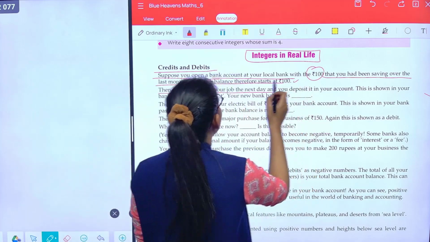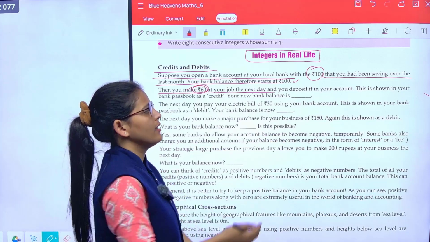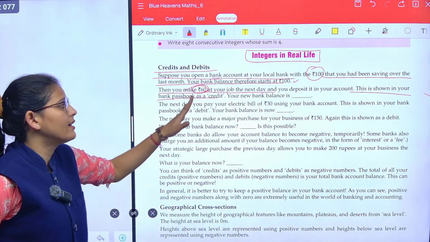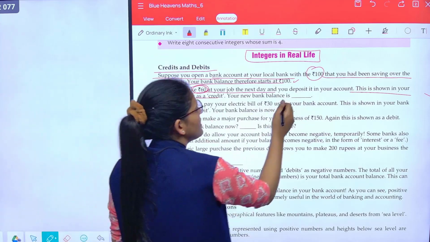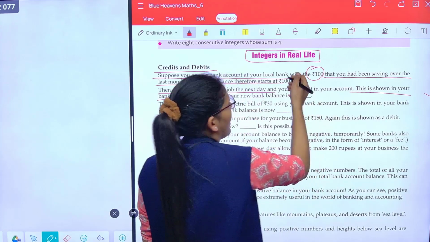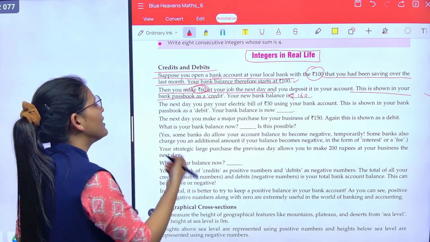आपके पास पहले 100 थे, अब आपने 60 rupees को अर्न किया और आपने फिर से उसमें डिपॉजिट किया. This is shown in your bank passbook as a credit. Credit का मतलब आपने जमा किया है. So your new balance is 160 rupees. बिकॉज आपका 100 रुपीज पहले था, आपने उसमें 60 रुपीज को और क्रेडिट कर दिया. क्रेडिट मतलब जमा कर दिया.